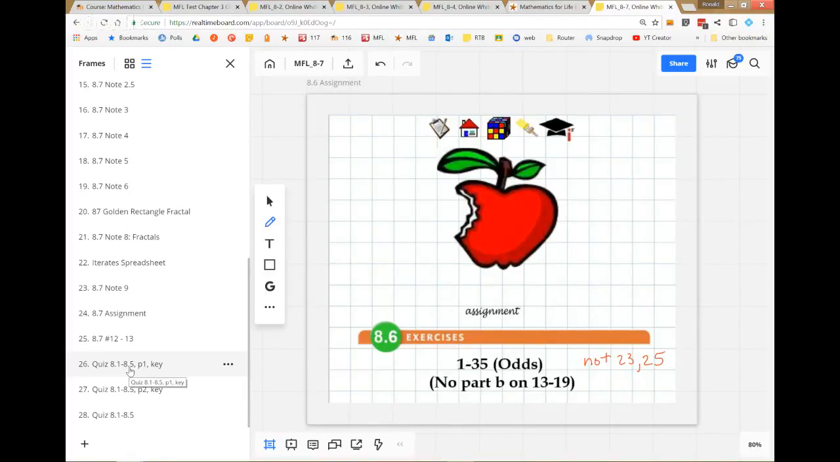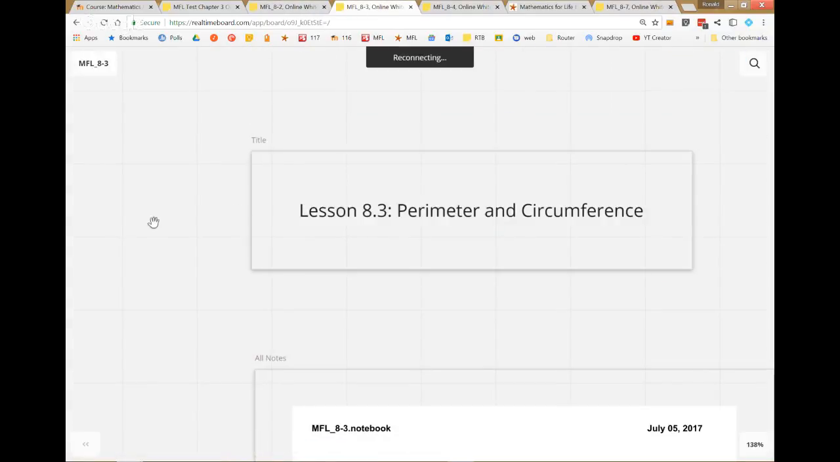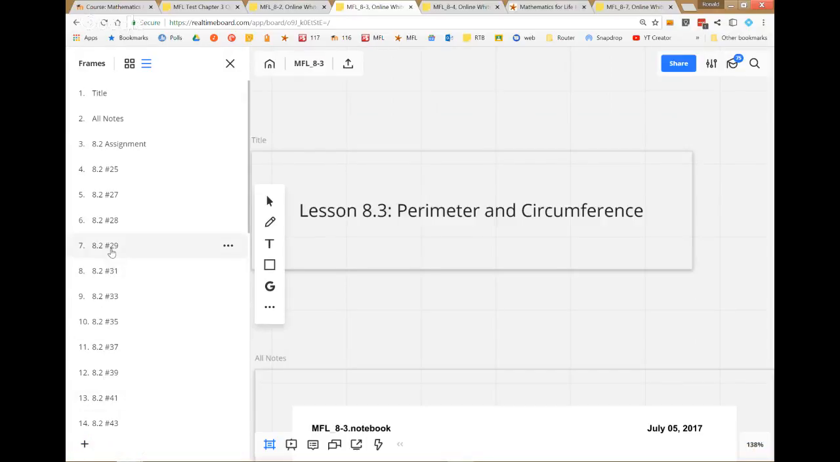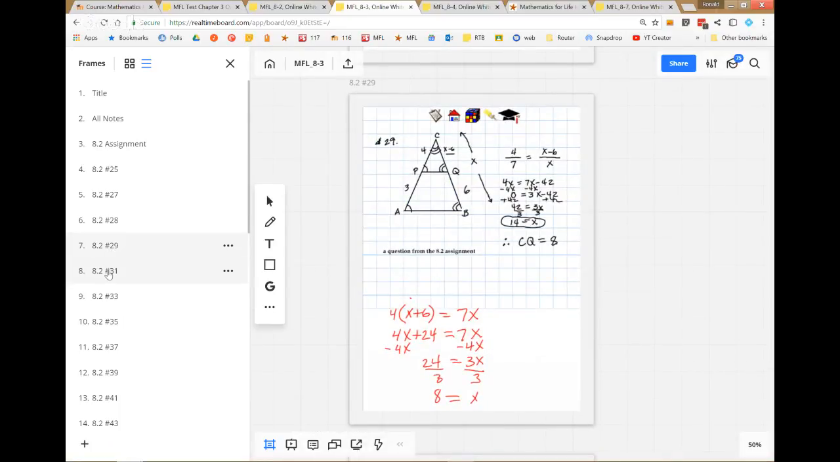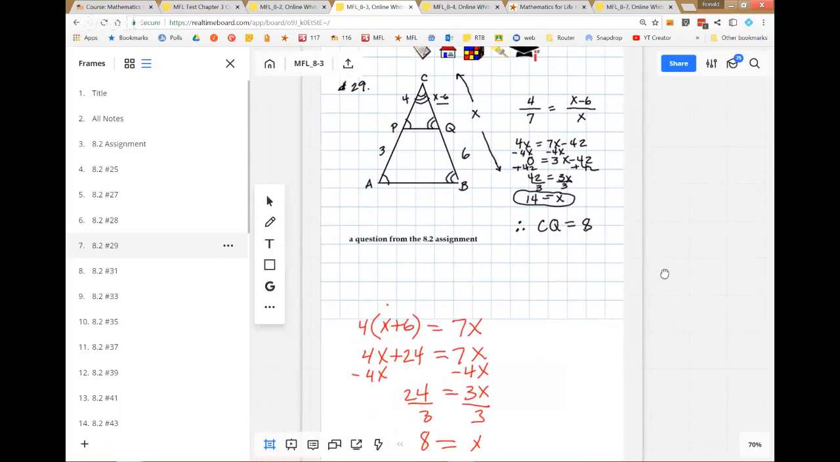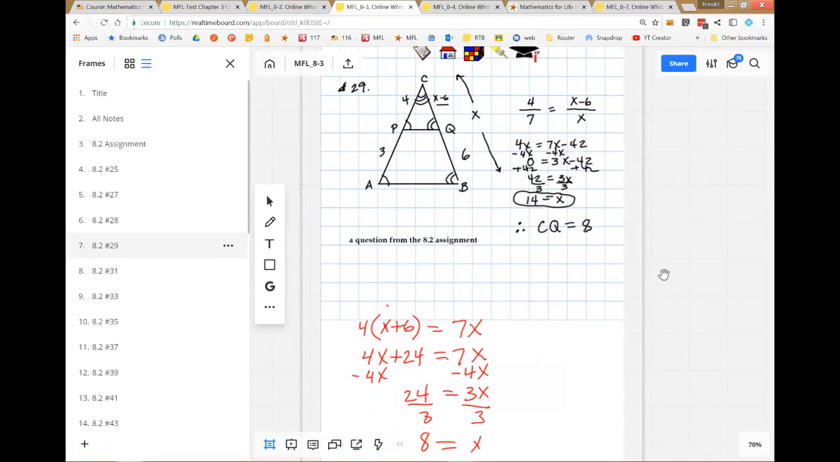Okay. I had number 29 and 31 on 8.2. All right. So 29 and 32? Or 31. 29 and 31? Yep. Okay. So here's number 29. On the top there, I copied the diagram. I got to get to that page here.